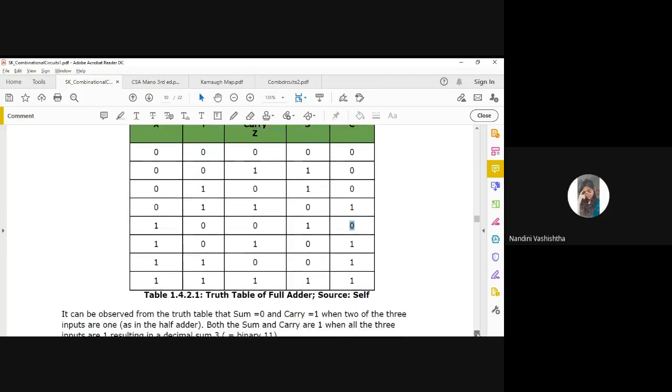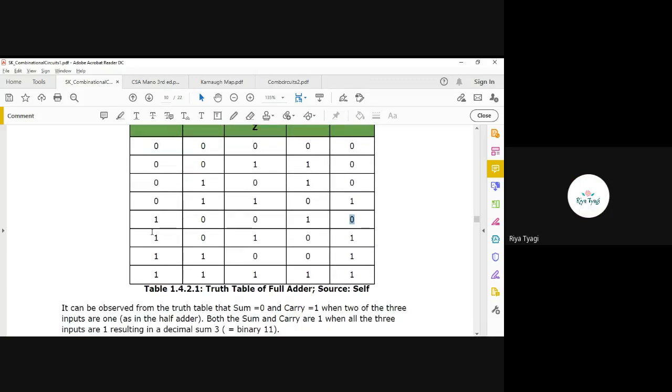Excuse me, ma'am. Ma'am, 1 plus 1, the sum is 0 and the carry is 1. How is that possible?